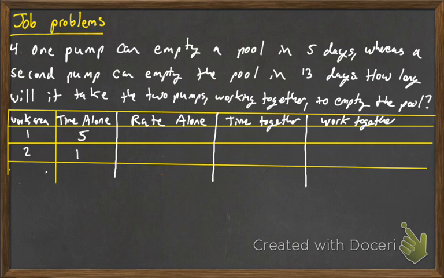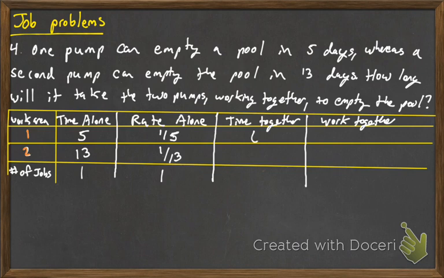Okay, so we'll go ahead and call it pump 1 and pump 2. So pump 1 time alone is 5 days. Pump 2 is 13. And then the last row is number of jobs, which will be 1 in each case. So we're going to be doing basically just 1 job here. Okay, so if the time is 5, the rate is 1/5. If the time is 13 to complete the job, then the rate is 1/13.